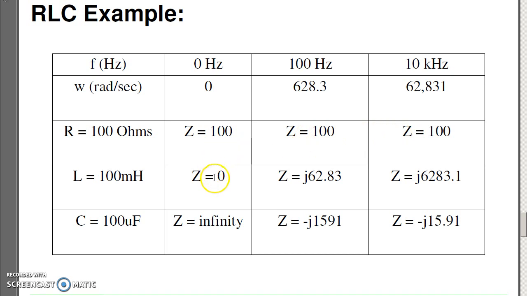For inductors, the impedance is j omega L. As the frequency goes up, the impedance goes up. Plus there's the complex part, the j part. That tells you that, ELI the ICE man, voltage is leading current. There's a phase shift.